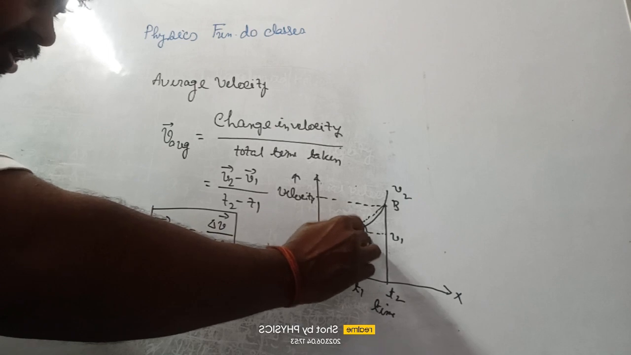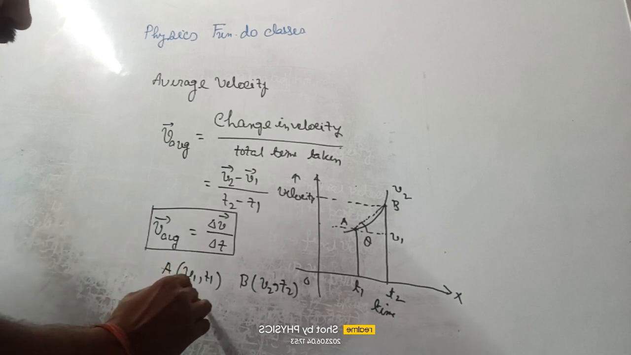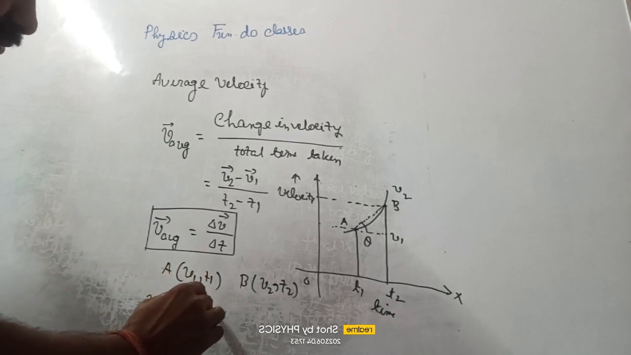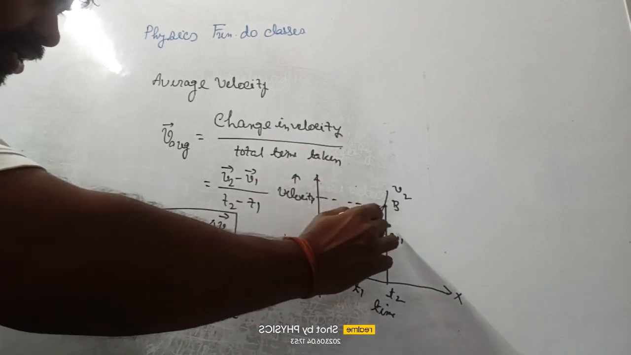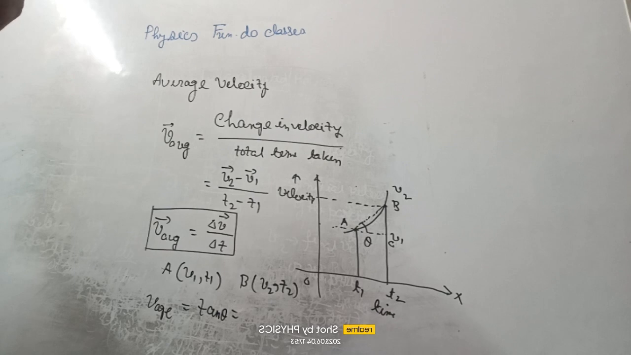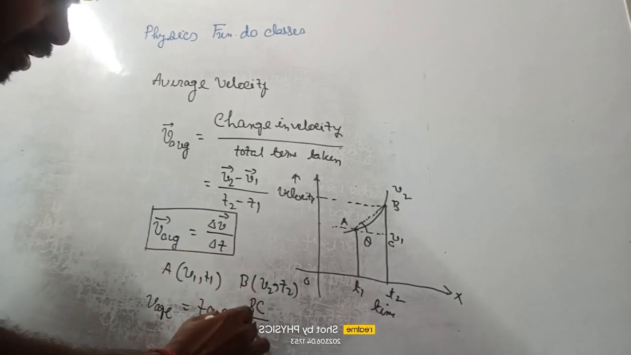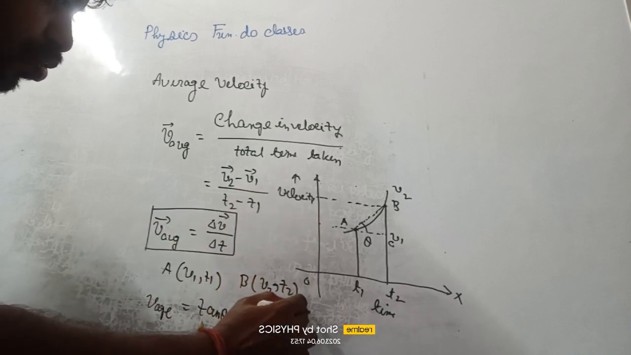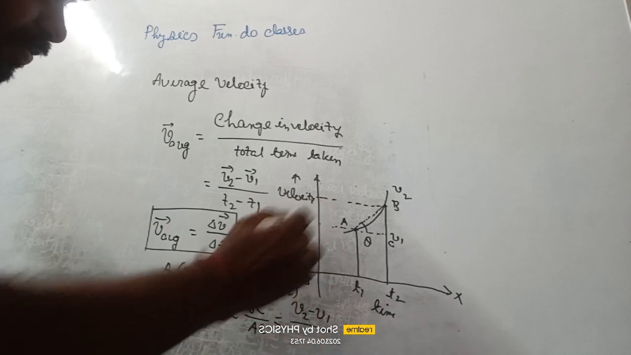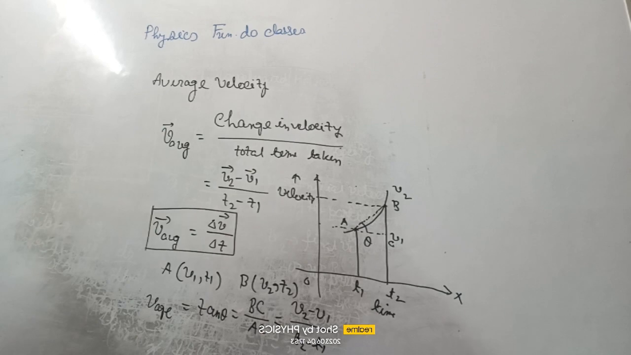This angle is theta. Now the average velocity V average is equal to tan theta. Tan theta means, name it C, that is BC by AC. That is equal to BC means V2 minus V1 by AC means T2 minus T1.